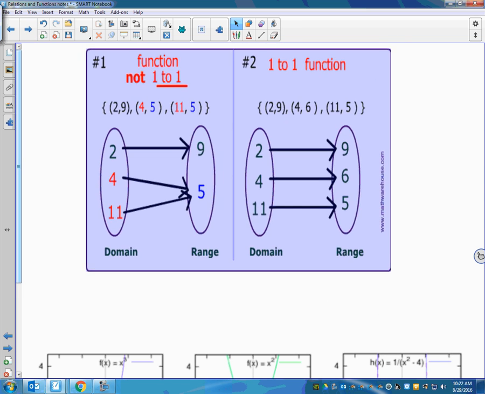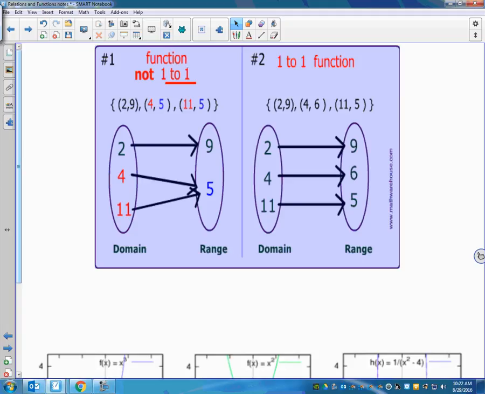So, a one-to-one function, really easy to see when you have the mapping or the set, is if all the x's are different and all the y's are different. So this is an example of a not one-to-one function because you can see the y's repeat themselves, or two x's go to one y. This is one-to-one because for every x, there's exactly one y.